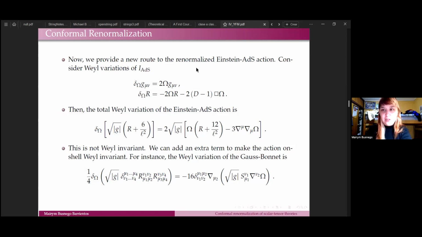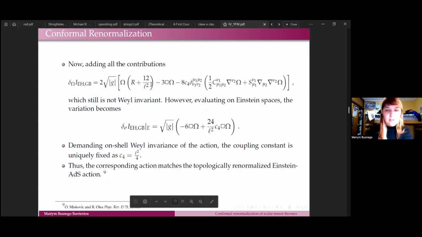First, we will consider Weyl variations of the AdS action. The metric transforms as this, and the Ricci scalar as this. Then if we plug this in, the total Weyl variation of the Einstein-AdS action will be this. As we can see, this is not Weyl invariant because this is not equal to 0. So we have the freedom to add an extra term or boundary term to make the action on-shell Weyl invariant. Then, for instance, as we were using the Gauss-Bonnet, I will add the Gauss-Bonnet. This is the Weyl variation of the Gauss-Bonnet. And if we sum all the contributions, we will get this, and this is still not Weyl invariant.